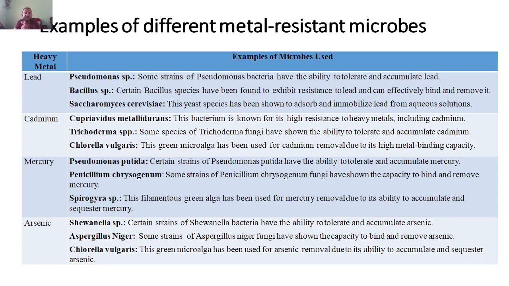So these are some of the examples of metal matrix microbes. We are using lead to remove the heavy metal lead. ನಮಗೆ lead, cadmium, mercury, arsenic ಇವೆಲ್ಲ ರಿಮೂವ್ ಮಾಡೋಕ್ಕೆ ಇವೆಲ್ಲ ಮೈಕ್ರೋಬ್ಸ್ ಬೇಕು.